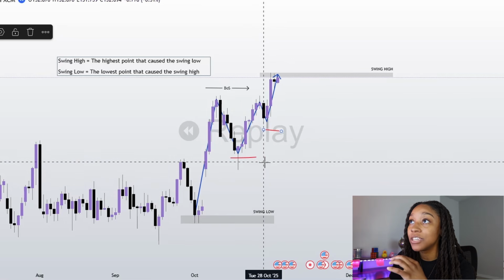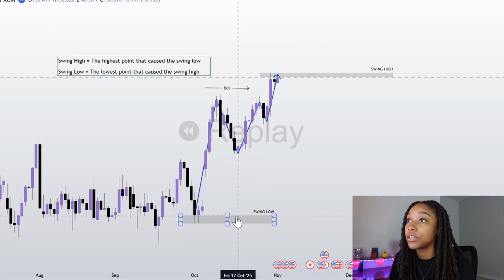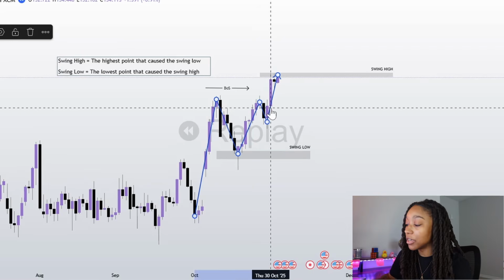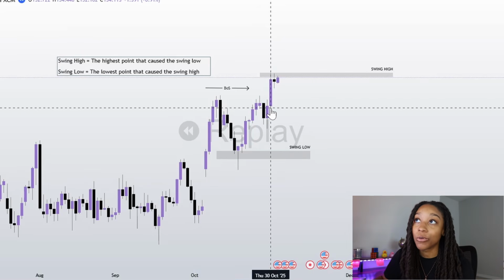So by definition, my new swing low has to be right here. So again, very, very simple, very straightforward. Identifying the swing low and swing high is not as hard as it seems to be. Now, something I forgot to bring up that is super important.